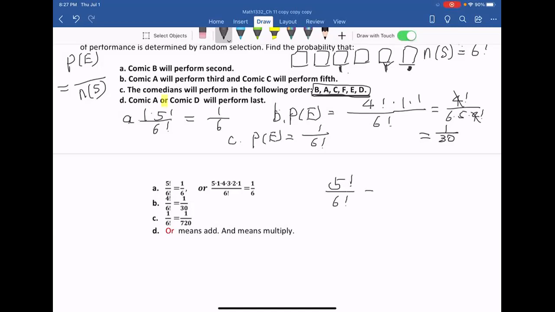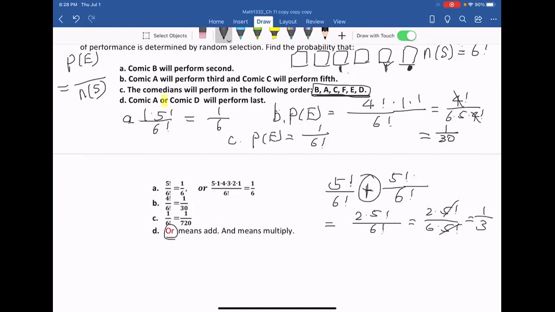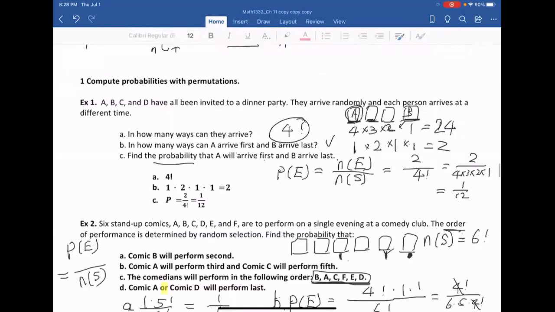And plus the comic D performing last. If D performs last, the rest of the performers can perform in the front 5 positions, that's 5 factorial. I can times 1 because for the last person D we just have one choice, or we don't need that. And the bottom part is 6 factorial, so it equals 2 times 5 factorial over 6 times 5 factorial, canceled out. I got 1/3. Okay, so remember when you see or, that means you add the two probabilities together. Let's move on.